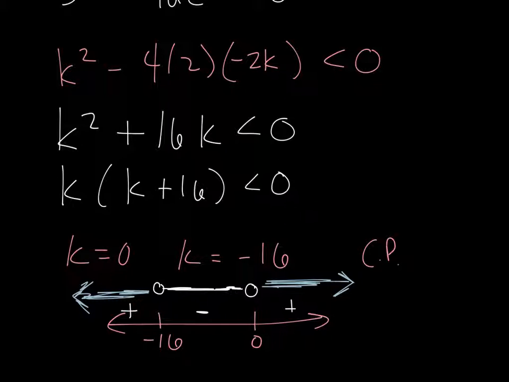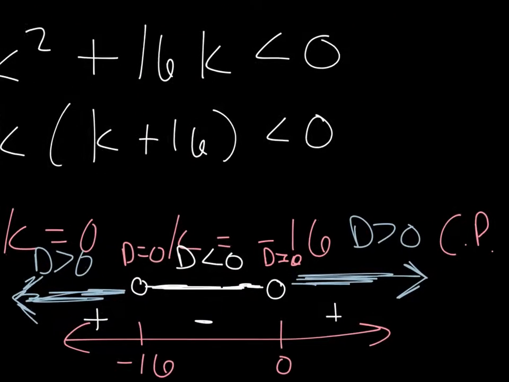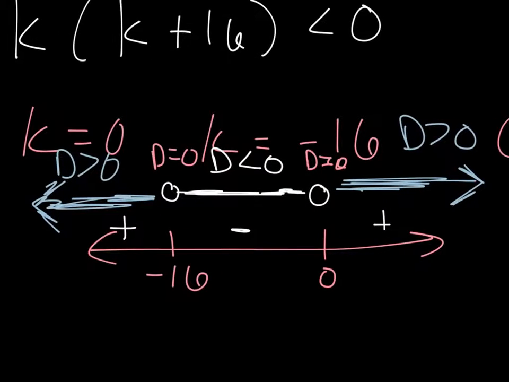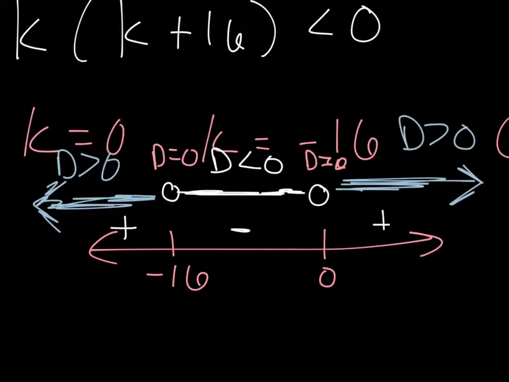Okay, so if you wanted to write it, you could write it like this. The discriminant is greater than 0 when k is in this range. The discriminant is less than 0 in that range. And then at 16, the discriminant equals 0. At 0, the discriminant equals 0. It's tough to see this, sorry. But I'm talking about here. The discriminant is greater than 0 in these regions, and this region is less than 0. And at negative 16 and at 0, the discriminant is exactly 0.